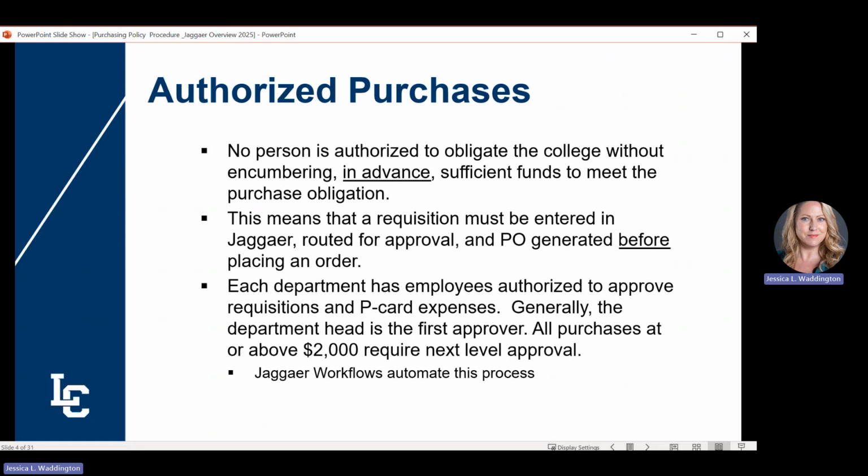Each department has employees that are authorized to enter requisitions and to approve requisitions and P-card expenses. Generally, the department head is the first approver, and all purchases at or above $2,000 require next level approval.